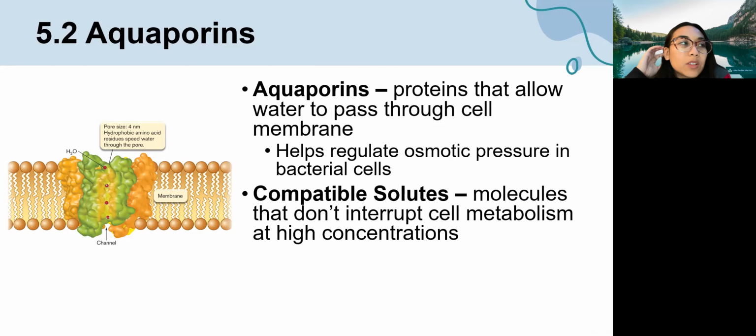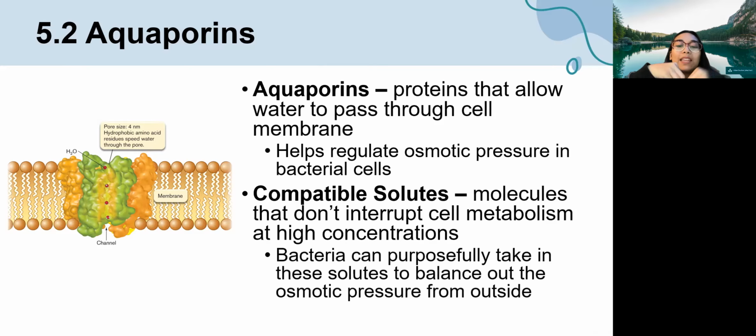For example, if a cell has an extreme amount of sodium inside, that cell's probably not going to live. So that's what we call an incompatible solute. But compatible solutes are molecules where even if you had a crazy amount on the inside, the cell's metabolism and lifestyle doesn't get interrupted. Those are what we call compatible solutes, because these bacteria purposefully take in these solutes to balance out the osmotic pressure from the outside. This usually happens when the cell is put in a situation where it's hypertonic.